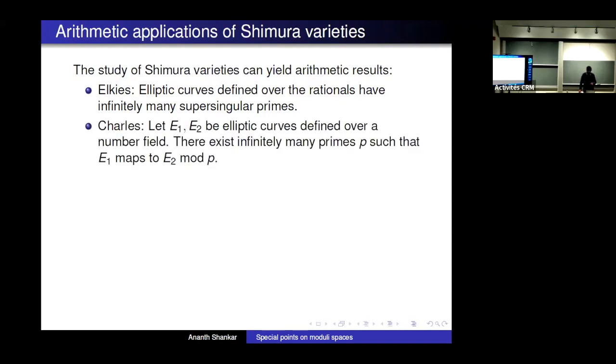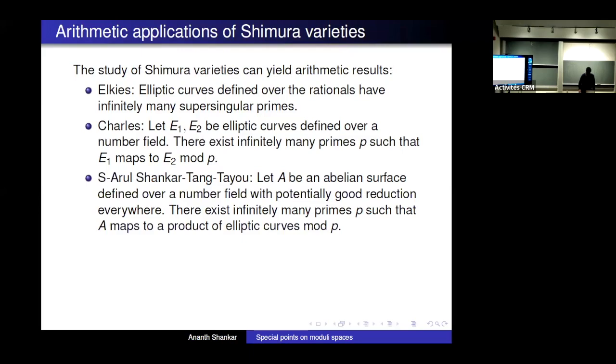Now, similarly, Francois Charles studied intersection theory on the modular curve and proved the following striking result. Namely, if you have any two elliptic curves defined over a number field, and especially those that don't map to each other, they will map to each other mod P for infinitely many primes P. And again, like in the case of supersingular primes, it is expected that the set of P modulo which E1 maps to E2 is a thin set. So just like Elkies, Francois also proved that this thin set of primes is actually infinite.